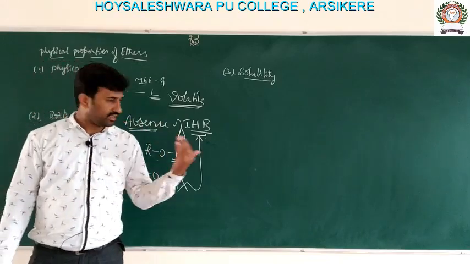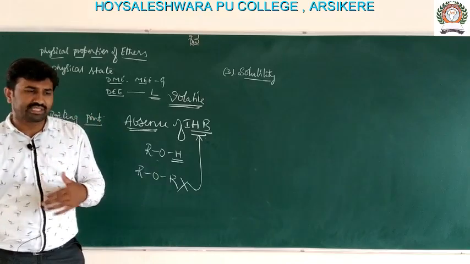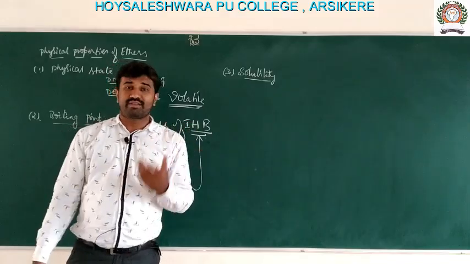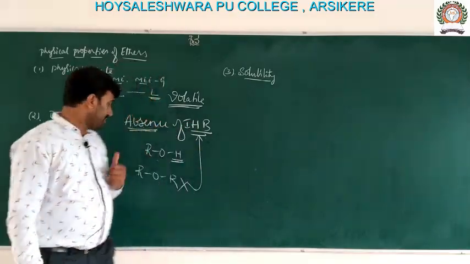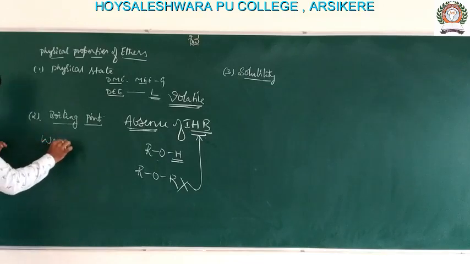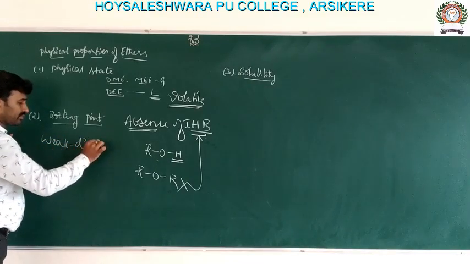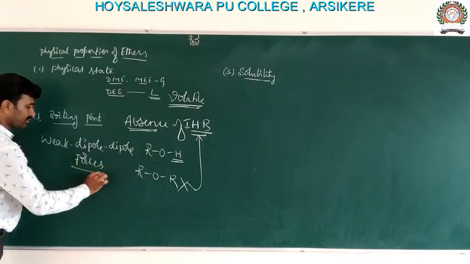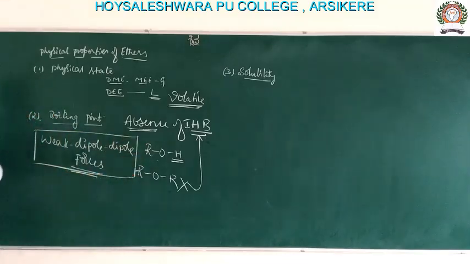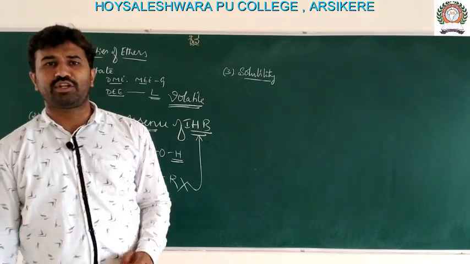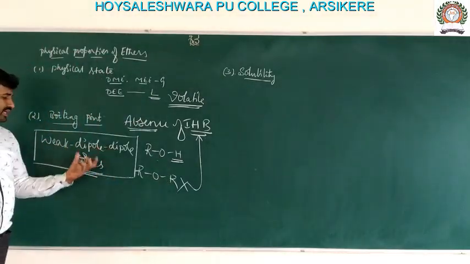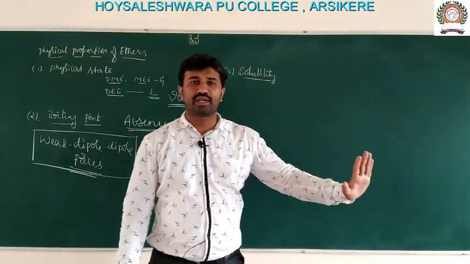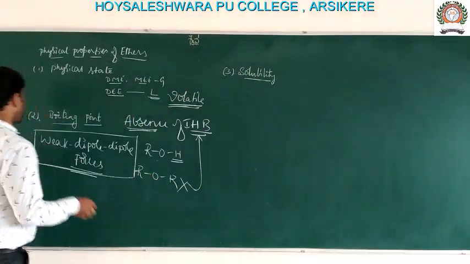Sir, even though they don't form intermolecular hydrogen bonding, they are in liquid state and they have some boiling point. Yes, ethers have a low boiling point, it may be 31 degrees, 36 degrees, or 40 degrees, 45 degrees, etc. Why, sir? What is the force responsible for this? There are weak dipole forces between one molecule of ether and another molecule of ether. Weak dipole forces are responsible for the boiling point of ethers. There is no hydrogen bonding. This is very, very important.